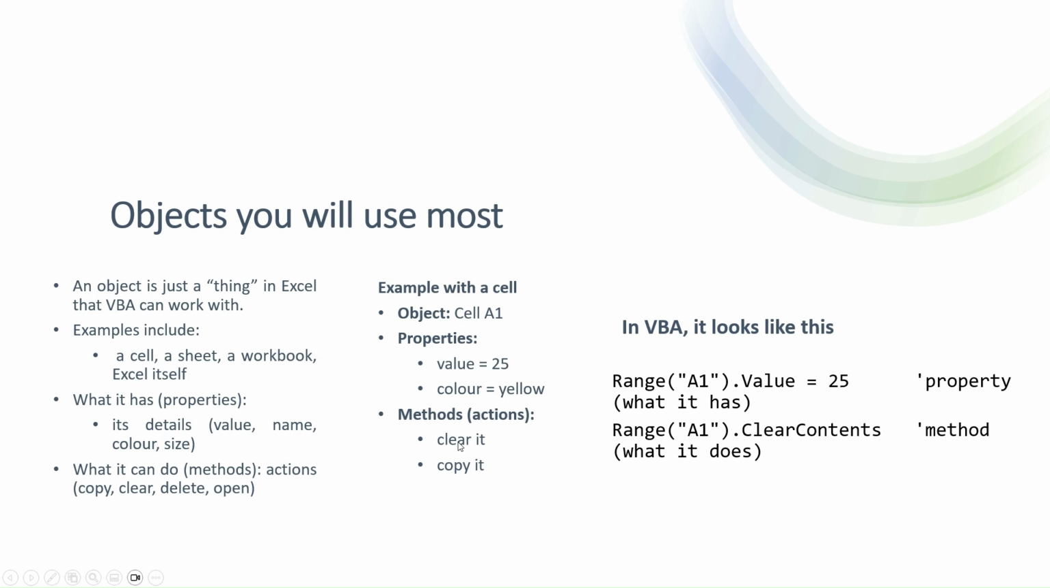And there are methods as well, some additional key terms. Methods are actions that the object can do. For example, you can clear the content of an object such as cell A1, you can delete the content, you can copy the content. There are different things that you can do.